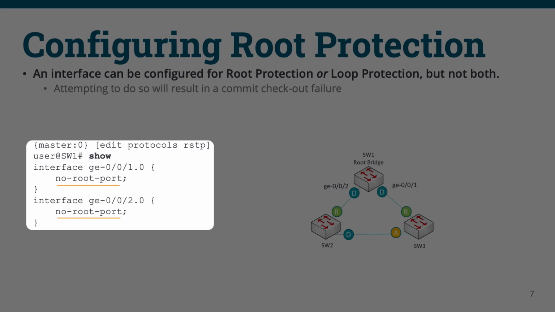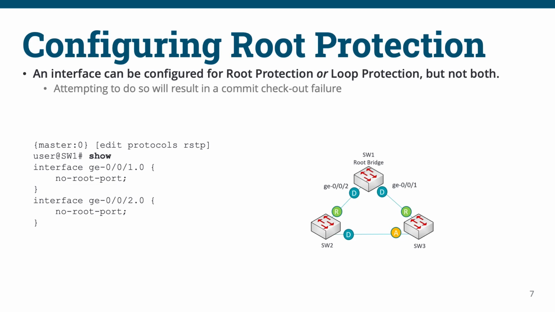It should be noted that we cannot configure root protection and loop protection at the same time on the same interface, only one or the other. If you attempt to configure both at the same time, you'll simply receive a commit check failure when attempting to commit the configuration. That leads us into the final feature we'll cover in this lesson, loop protection.